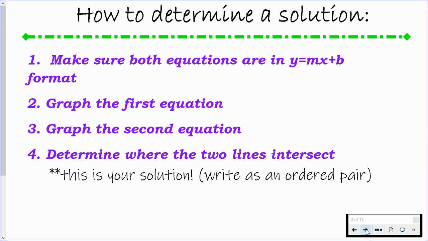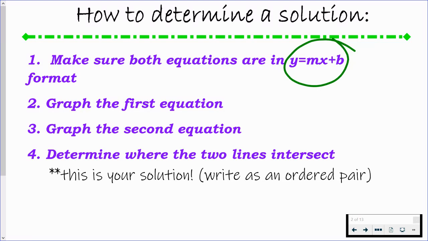Okay, so how do we determine the solution? First, you want to make sure that both equations are in y = mx + b format. Now, I know I haven't been around, but I hope that this should ring a bell. y = mx + b is slope-intercept form.